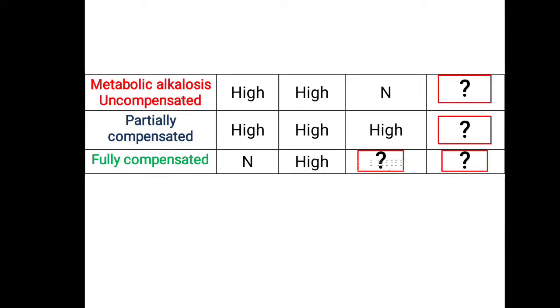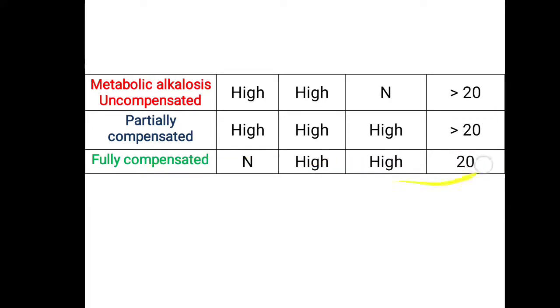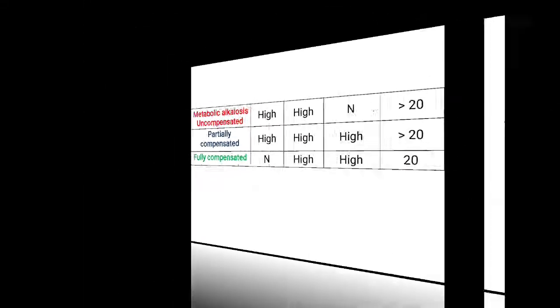But in full compensation, the pH will convert back to normal, and the bicarbonate and partial pressure of carbon dioxide ratio will also move toward normal. So that is the differentiation between metabolic alkalosis in uncompensated, partially compensated, and fully compensated states.